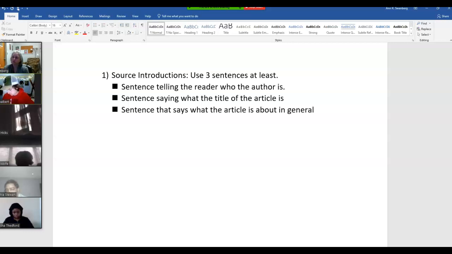I'm going to try to make it a little more formulaic for those of you who really like the formulas, okay? So for source introductions, where does that step come? That comes after your topic sentence, right? So you start with the topic sentence, and then you do your source introductions. Your source introductions should be at least 3 sentences. 1 sentence telling the reader who the author is, a sentence saying what the title of the article is, and a sentence that says what the article is about in general. Keep these conversational.